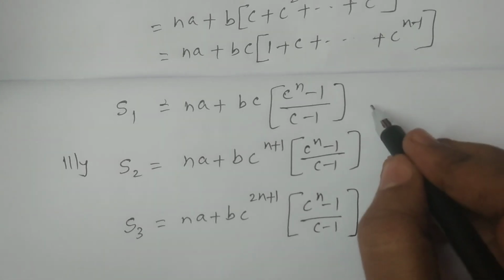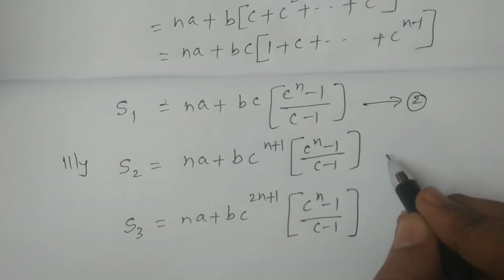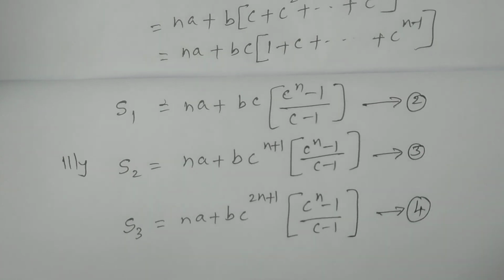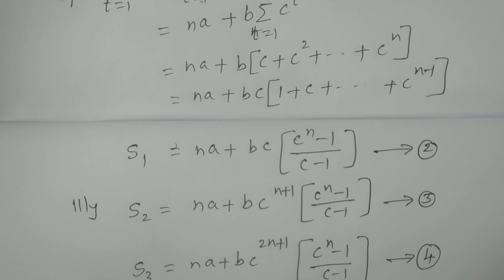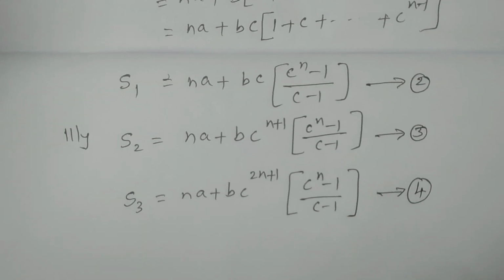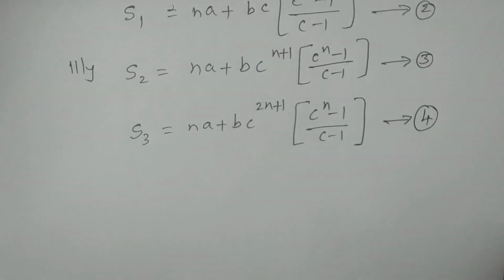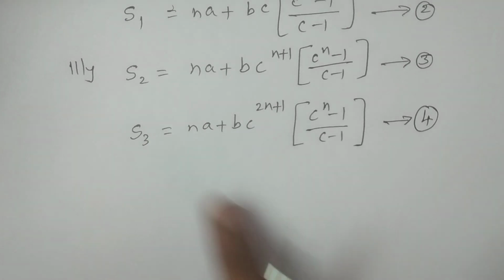I am considering S1 as equation 2, S2 as equation 3, and S3 as equation 4. Equation 1 is yt equal to a plus b into c power t, the modified exponential curve, for which we have calculated three partial sums, S1, S2 and S3. Now what do we calculate? We subtract S2 and S1 so that we get S2 minus S1, and also we subtract S3 and S2 so that we get S3 minus S2.